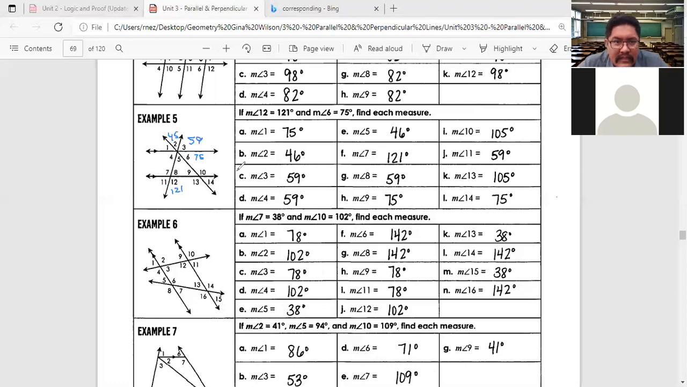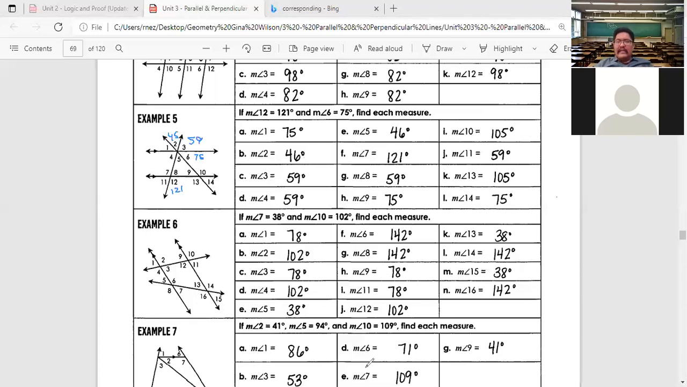Measure of angle 14, so that's going to be way down here. If we know what 10 is, if 10 is 105, what does 14 need to be so that if I add it, it will come out to 180? Well, that would be 75. So a lot of this is just figuring it out from one step to the next step to the next step. It's really all this is.